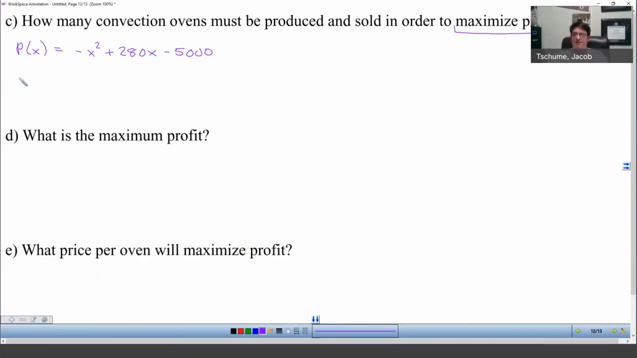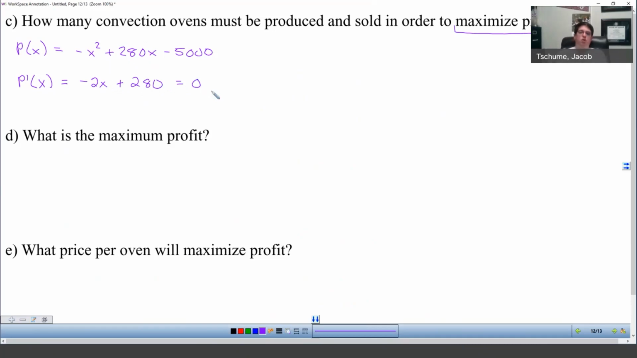To maximize this, I need the critical value. So I'm going to take the first derivative of my profit function, which is negative 2x plus 280.